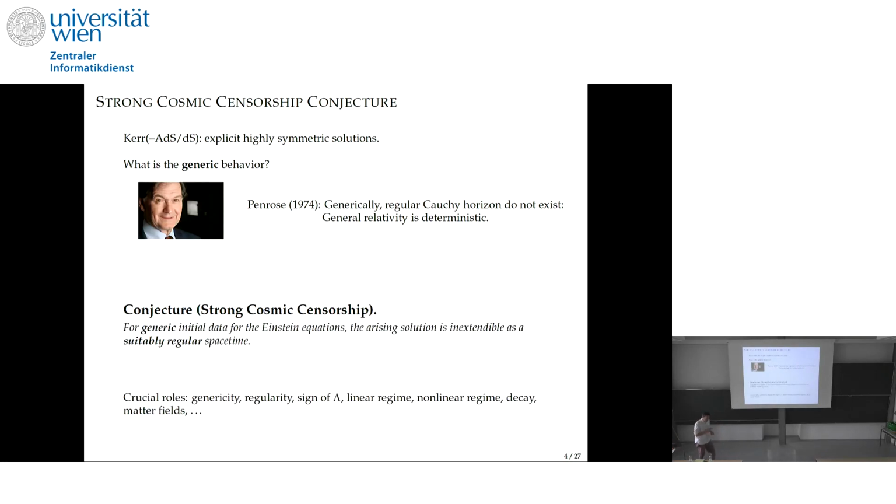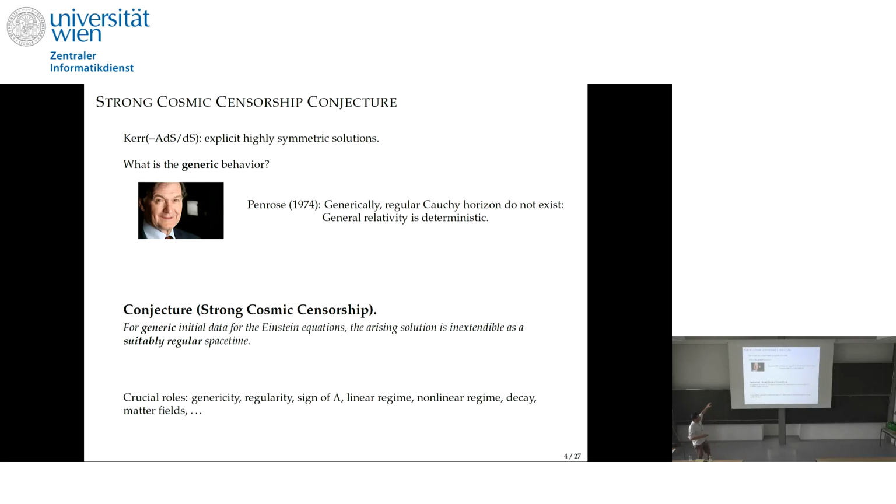A bit more precisely, though still not very precisely, you can formulate the conjecture, and this was already done also by Jonathan in his talk, but let's do it again. Slightly imprecisely even: for generic initial data for the Einstein equations, the arising solution is inextendable as a suitably regular spacetime. And to address this conjecture, of course, I have to tell you what I mean by generic and what I mean by suitably regular. The important rules for addressing this conjecture are the sign of the cosmological constant lambda, whether I look at the linear regime or the nonlinear regime, what the decay is, what the matter fields are, and in fact also whether you take quantum effects into account, and we will hear a talk about this also on Friday.